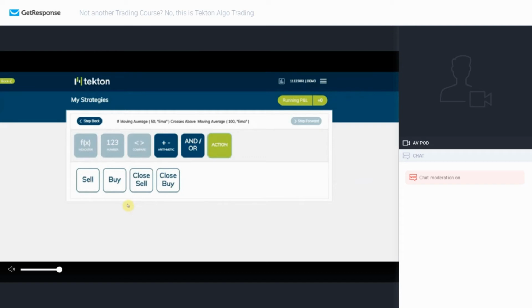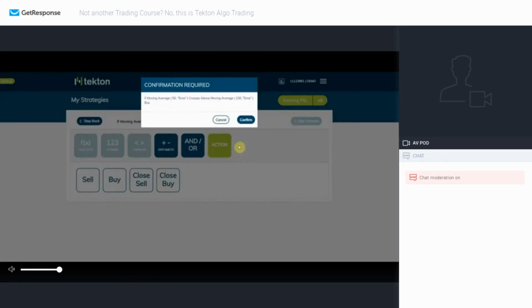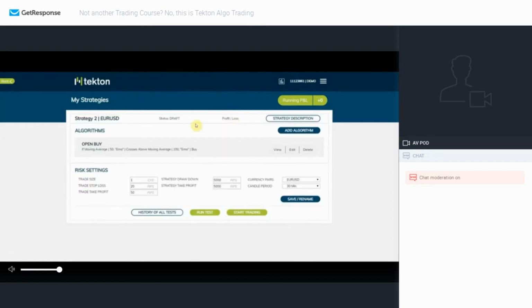So the opposite condition for buy, when the 50 moving average crosses below, for example, you could close your buy. Tekton's that intuitive. It will do what you want it to do. Click buy, click confirm, and that's created our buy condition. Now all we need to do is create our sell condition, and we do that exactly the same way.